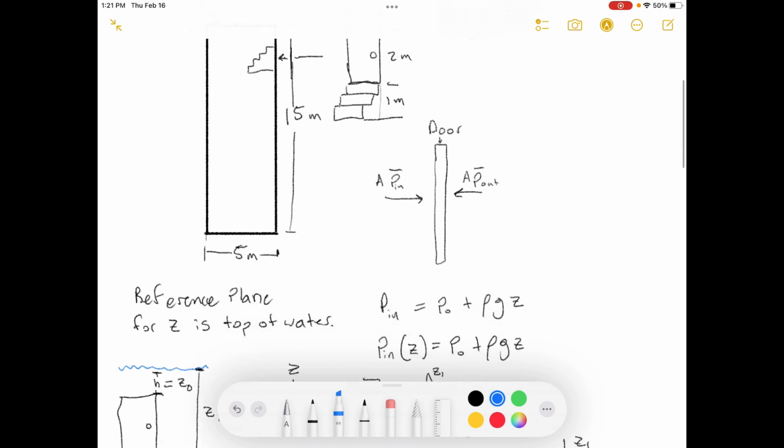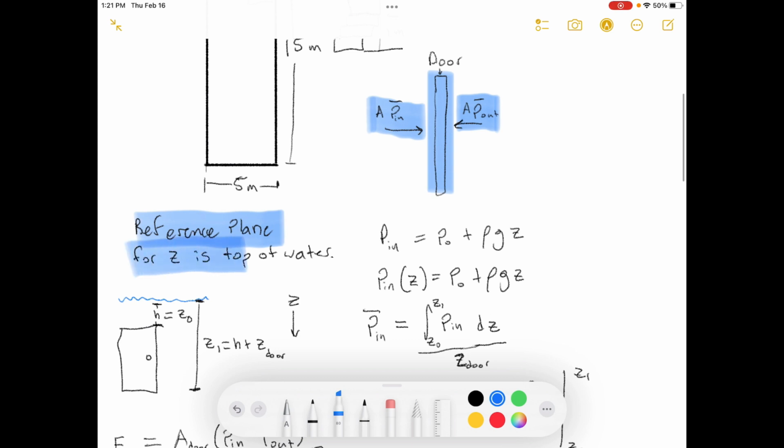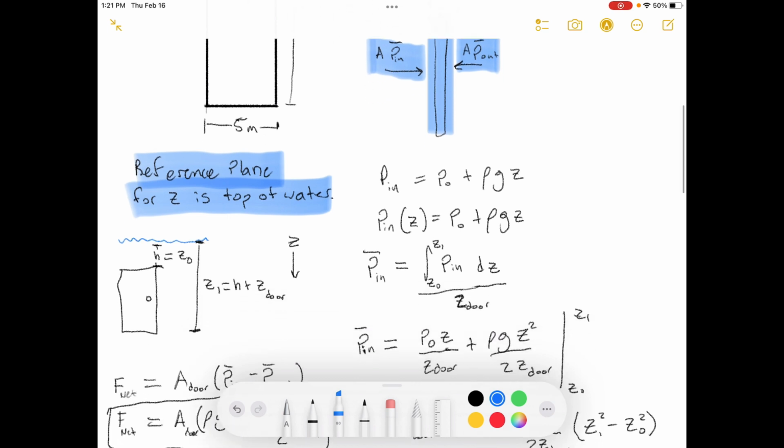Alright, so here's a force balance of what's going on with the door. We've got a pressure on the inside with the water pushing, and this is an average pressure. And then we've got an average pressure pushing on the other side, which is just atmospheric pressure. Let's make our reference plane the top of the water, and h is the distance from the top of the water to the top of the door, like they said. And z is the distance from the top of the water to wherever we want to be.